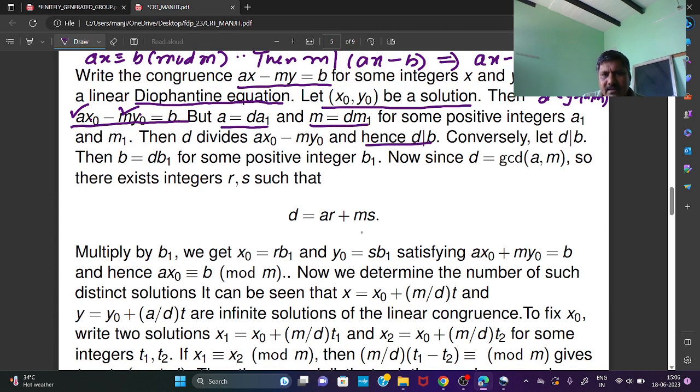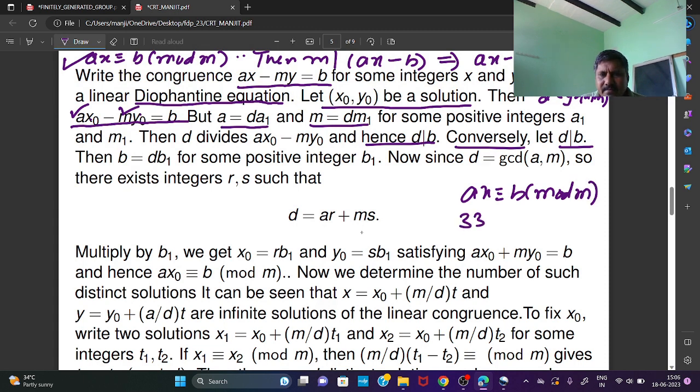So we have proved that if this type of system has a solution, then D, the greatest common divisor of A and M, must divide B. Conversely, if D divides B, then we will show that this system has a solution. The most important part of this theorem is whether the system of equations has a solution. So first we should verify this.